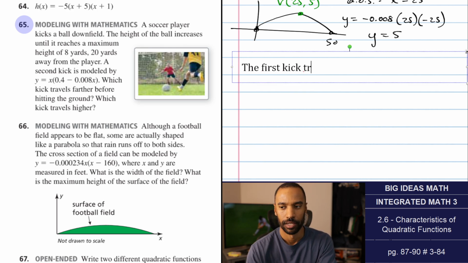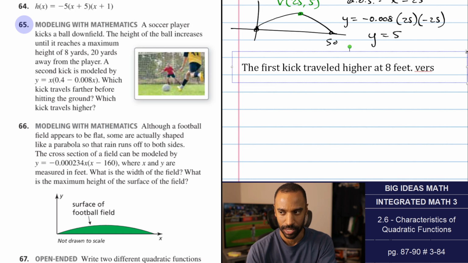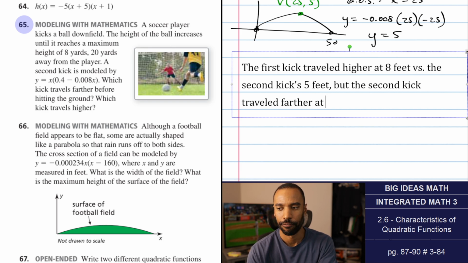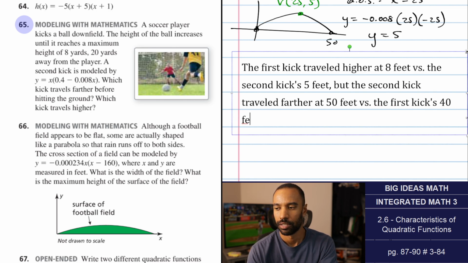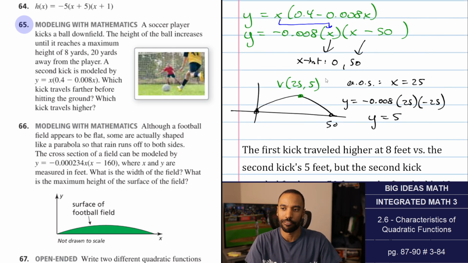The first kick traveled higher at 8 feet versus the second kick's 5 feet, but the second kick traveled farther at 50 feet versus the first kick's 40 feet. Right, that was the difference between the two. I think this was incredibly necessary for us to do if we weren't using a calculator, so I'm glad we were able to do that.